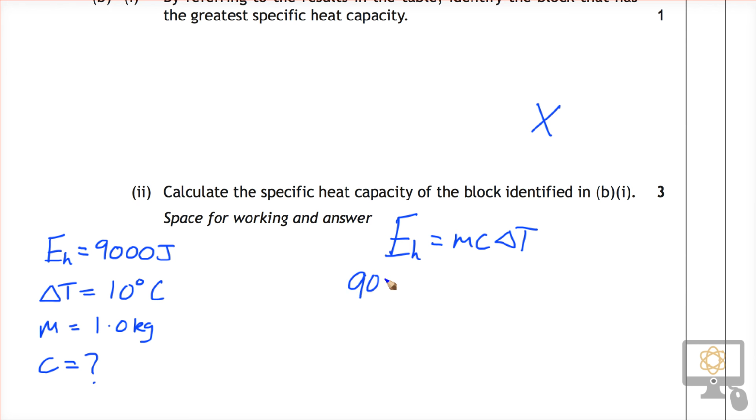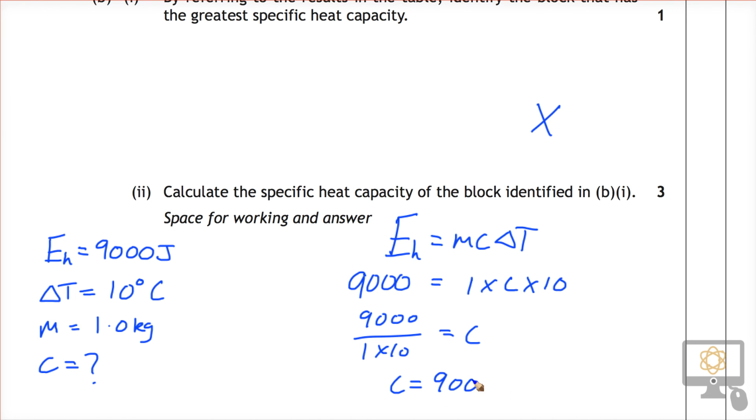We have 9,000 is equal to 1 times C times 10. We want to get C on its own, so we need to divide 9,000 by all of this stuff. That means 9,000 divided by 1 times 10 is equal to C. And 9,000 divided by 10 is 900. So our answer is 900, and the units, of course, are joules per kilogram per degrees Celsius. And there we go.